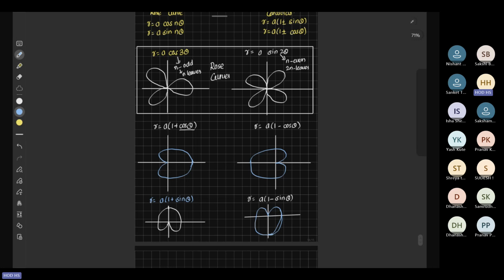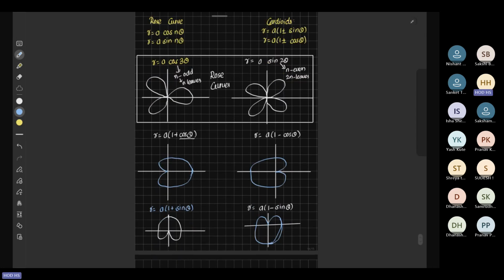These are really important shapes in polar coordinates. And with this, I will go to the chat section. So if you have any doubt, you can definitely ask.